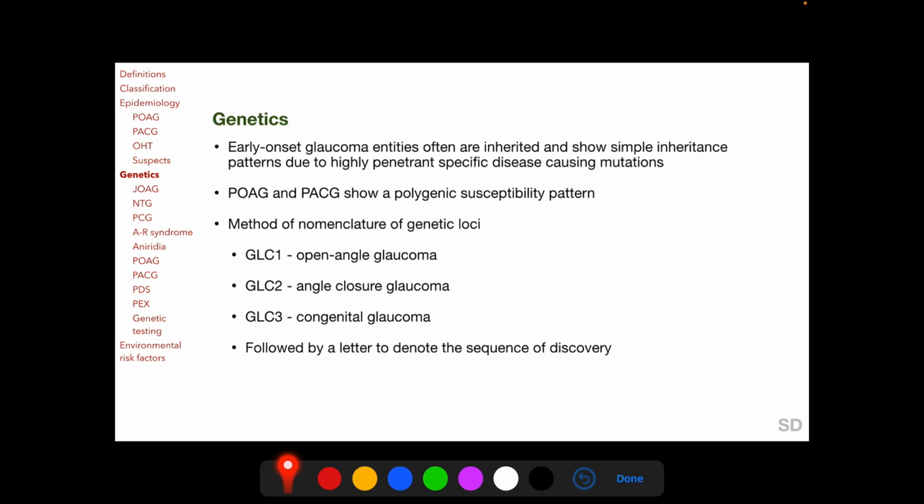There is a method of nomenclature of genetic loci implicated in the causation of glaucoma, with GLC1 being used for loci with mutations causing open angle glaucoma, GLC2 being used for loci with mutations causing angle closure glaucoma, and GLC3 being used for loci containing mutations for congenital glaucoma. Each of these terms is followed by a letter to denote the sequence of discovery of that locus.